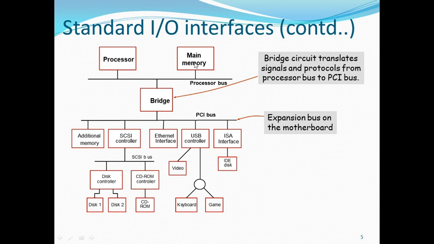So this we know is the processor. This is main memory, and this is an intermediate circuit. This circuit helps in connecting the processor and main memory to the different bus standards, as you can see. And these are some peripheral devices, right? That is a disk, CD-ROM, keyboard, game, and so on. So is it clear? I hope this diagram is clear.